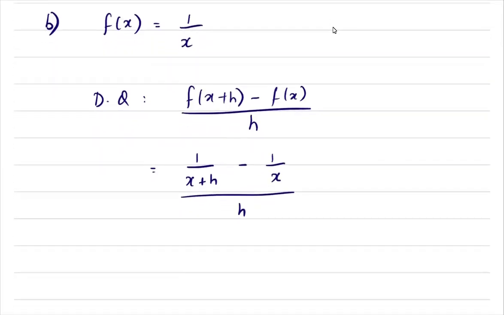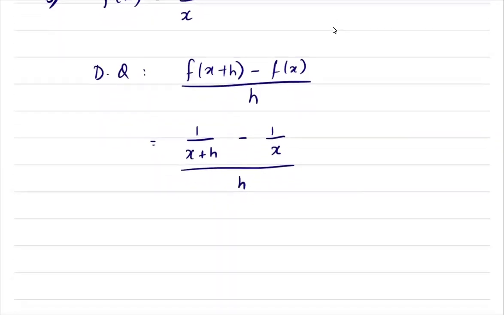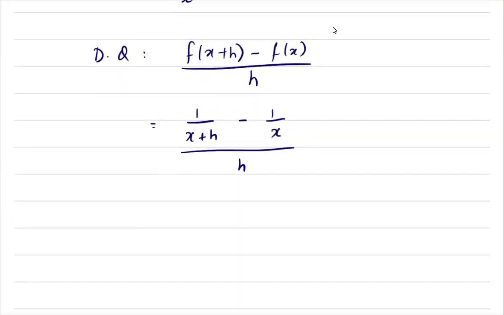So now this is where your algebra skills need to be sharp, because in the numerator, you want to combine the two fractions into a single fraction. As you can see, the denominator is not a like denominator. X plus h and x have no common factor between them. So how are you going to do that?